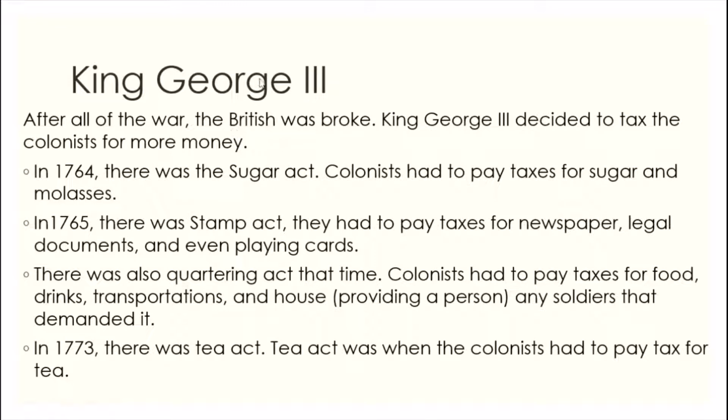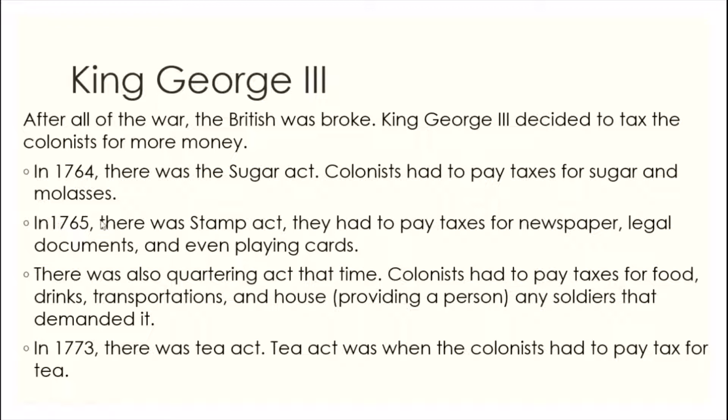King George III. After all of the war, the British were broke because they spent all of their money protecting the colonists. King George III decided to tax the colonists for more money. In 1764, there was the Sugar Act. Colonists had to pay taxes for sugar and molasses.